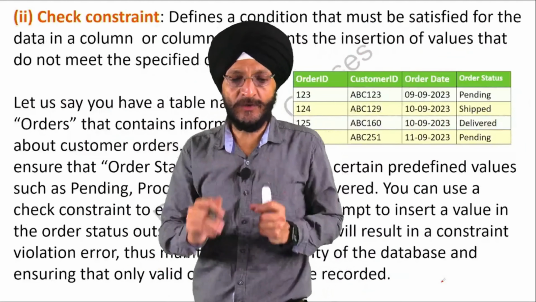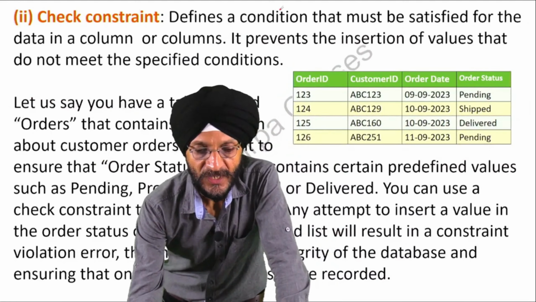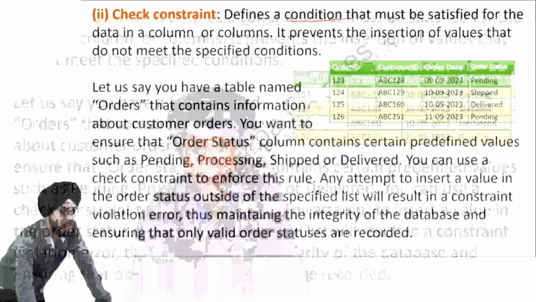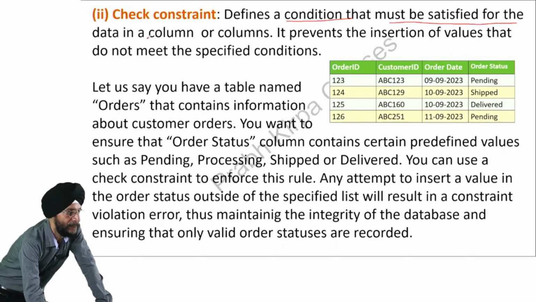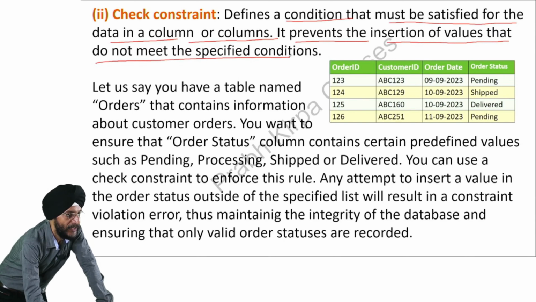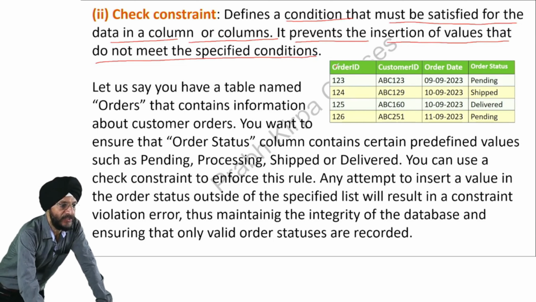Next point is the check constraint. A check constraint defines a condition that must be satisfied for the data in a column or columns. It prevents insertion of values that do not meet the specified conditions.